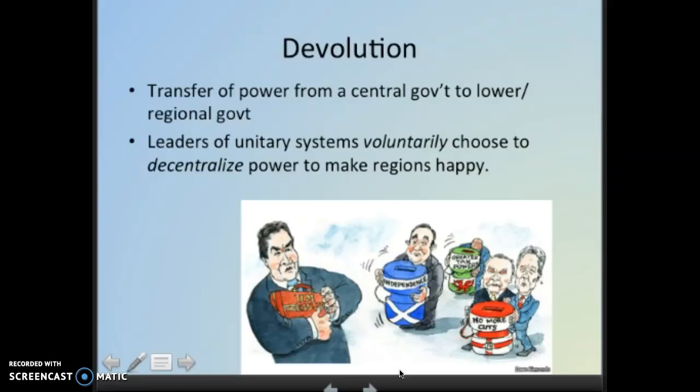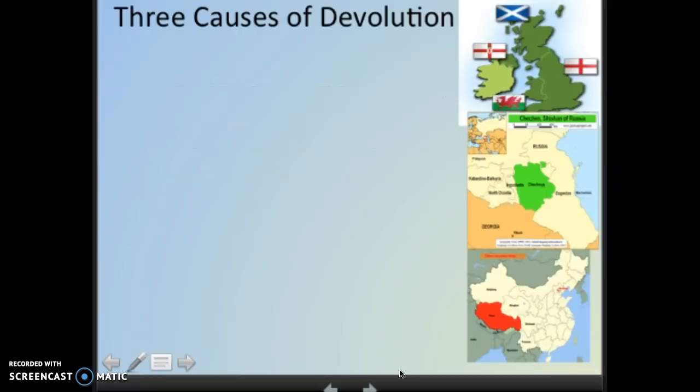They didn't want to break off completely, especially economically, from the UK. They didn't want to be that devolved or independent. Okay, so why would a unitary government devolve power to regional governments? There are three reasons.